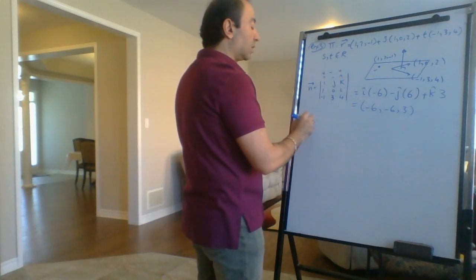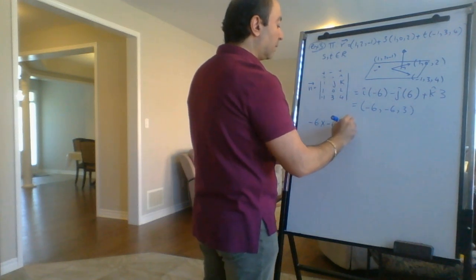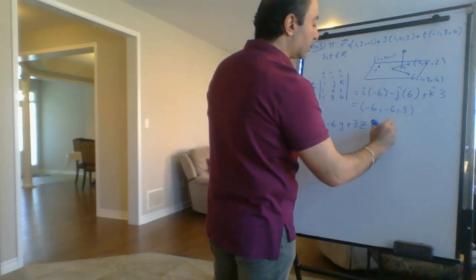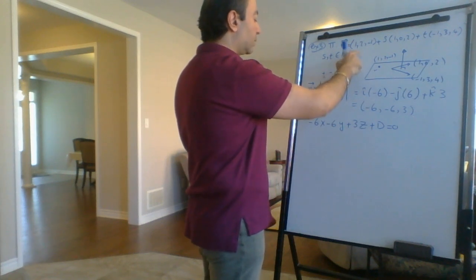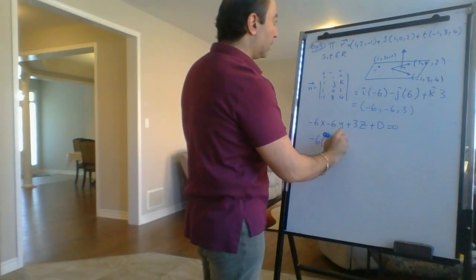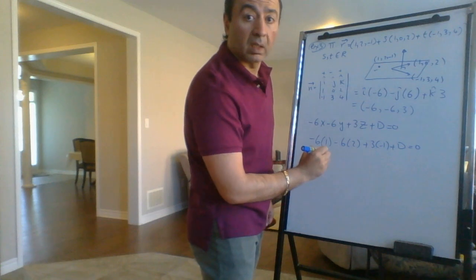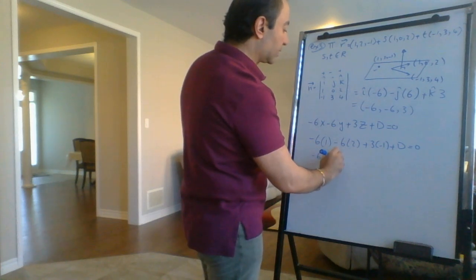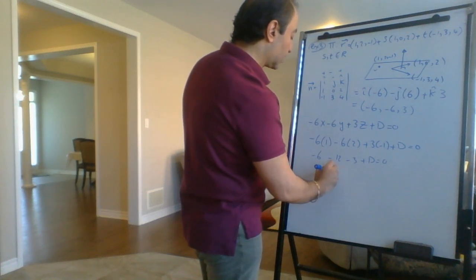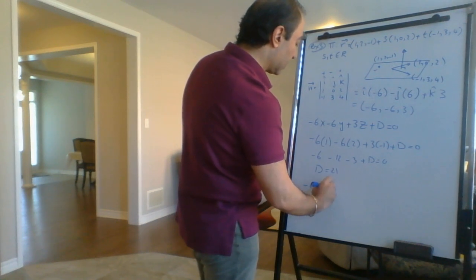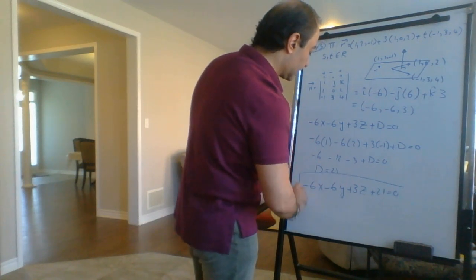Now we can write the equation without d: negative 6x minus 6y plus 3z plus d equals 0. We need to find d. We can use this point, so negative 6 times 1 minus 6 times 2 plus 3 times negative 1 plus d equals 0. This is negative 6 minus 12 minus 3 plus d equals 0. So negative 21, so d equals 21. We write the equation negative 6x minus 6y plus 3z plus 21 equals 0, and this is the required equation.